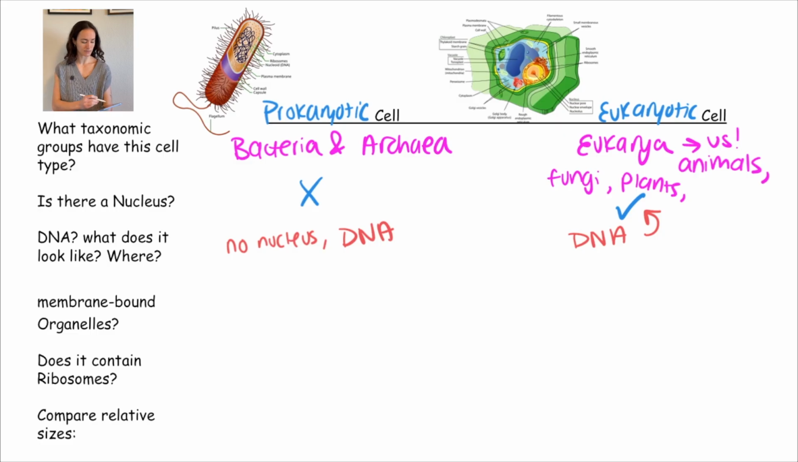Do we have membrane-bound organelles? For the prokaryotic cell type, this is another massive distinguishing feature. No membrane-bound organelles. Membrane is made up of phospholipids. We'll learn more about that later. But the prokaryotic cell type does not have them, whereas the eukaryotic cell type does. One example you might have heard of in the past is the mitochondria. Super well-known organelle. It's bound by a membrane.